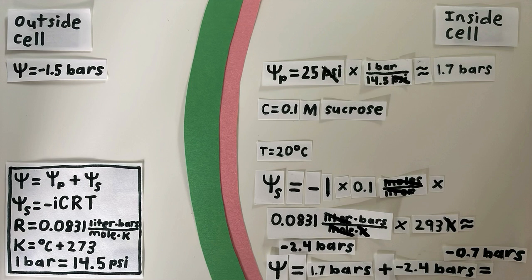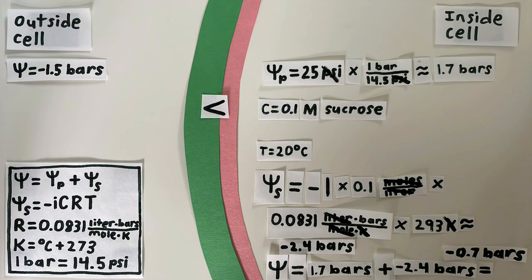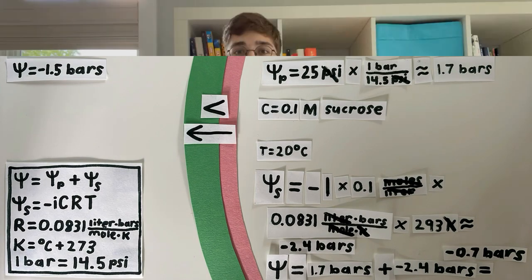Now we can compare our water potentials. The water potential is lower on the outside of the cell, and as water moves from a high to low water potential, our net movement of water will be to the outside of the cell.